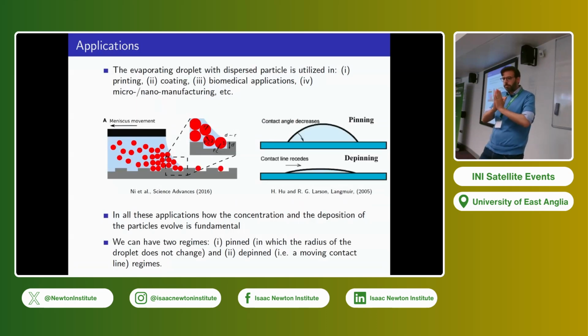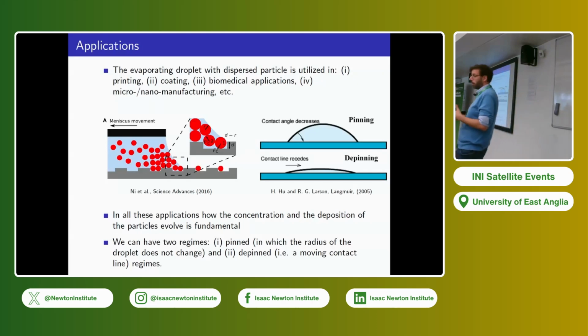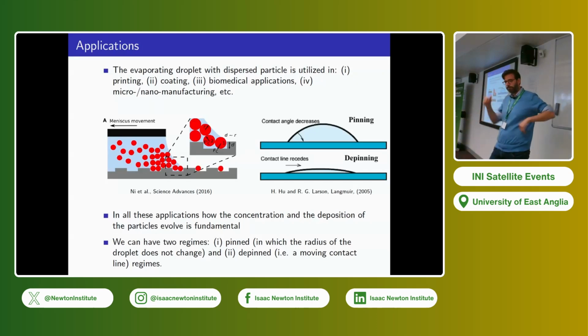So again, application where maybe it's not a good public to convince you why we should work on evaporating particle-laden drops, so maybe I skip, since all of you know what is important. So for all of these applications, what is interesting is to understand how the concentration and the deposition of the particles are evolving. Okay. So we have two regimes in this talk: the pinned regime, in which the radius of the droplet does not change, and the depinned regime, in which we have a moving contact line.